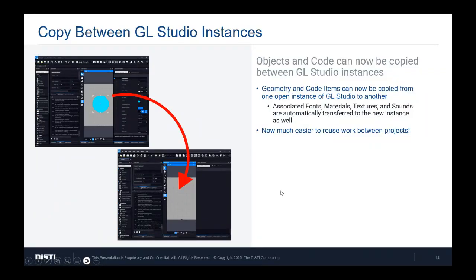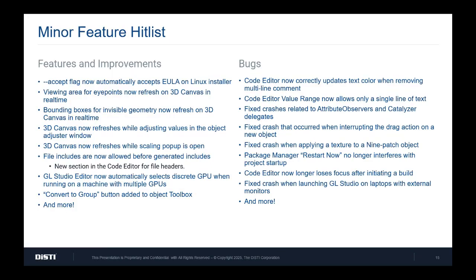So let's continue here. In addition to the big new features we discussed, there are several improvements and bug fixes included with GeoStudio 8.3. While we won't go over every one of these, I do want to mention that a number of these improvements and bug fixes aim to increase the efficiency of working with catalyzers, the 3D canvas, and the code editor. So quite a few improvements and bug fixes in that area. Be sure to check out the full 8.3 changelog at our docs.disti.com site. There you can see the full list.